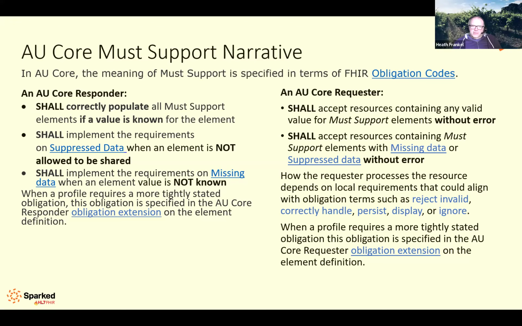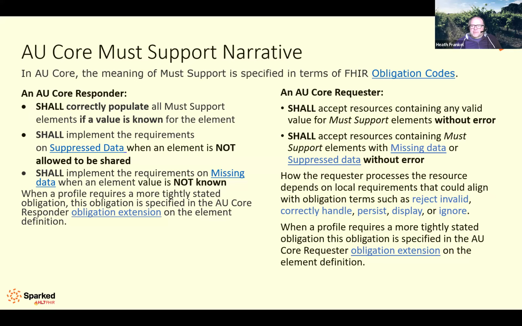Is that actually what we want? It's actually more than must supply. It's actually shall correctly populate. So yeah, absolutely, completely agree with you. I'll leave it open. Danielle, I was going to say that is the obligation we've been talking about. That's exactly what it means. If you know it, send it. That's what we've defined as the default. So that's exactly what it means for an AU core responder.